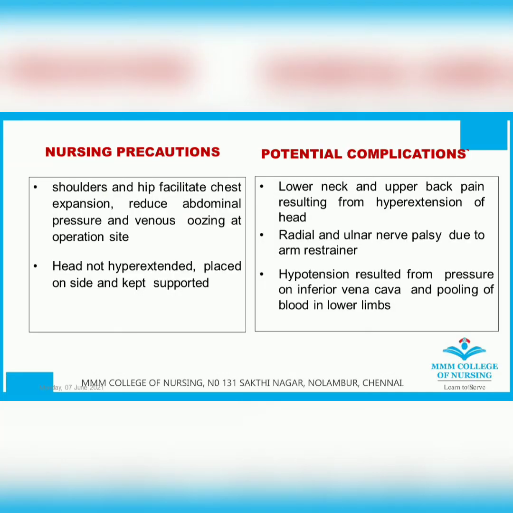Nursing precautions and potential complications of prone position. First, let's see the nursing precautions. Shoulder and hip supports facilitate chest expansion and reduce abdominal pressure and venous oozing at the operation site. Head not hyperextended, placed on the side and kept supported. Whereas the potential complications: lower neck and upper back pain resulting from hyperextension of the head, radial and ulnar nerve palsy due to arm restraint, and hypotension resulting from pressure on the inferior vena cava and pooling of blood in the lower limbs.